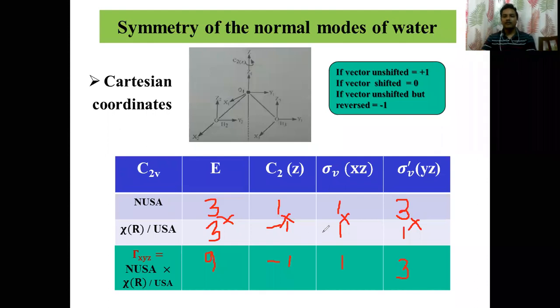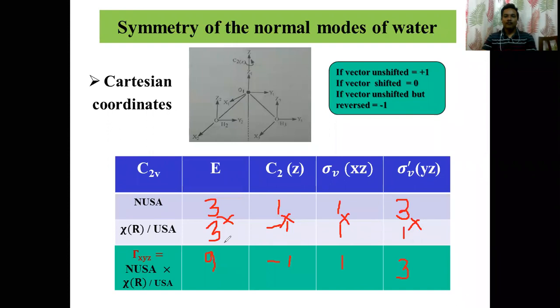So now this we have verified using the shortcut method, which is nothing but the number of unshifted atoms multiplied with the character per unshifted atom, and we get the total. And this we got directly using the vector unshifted rule. So they are matching. So I think we have done the right thing, right?